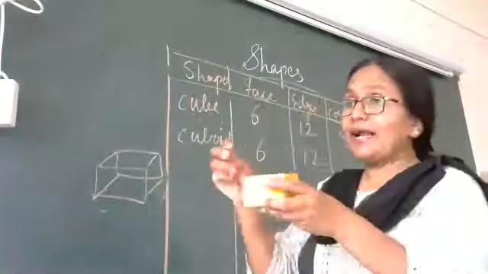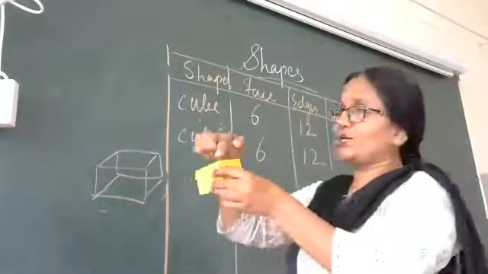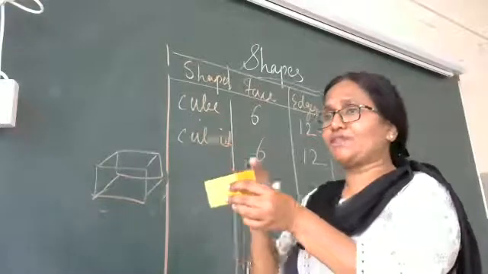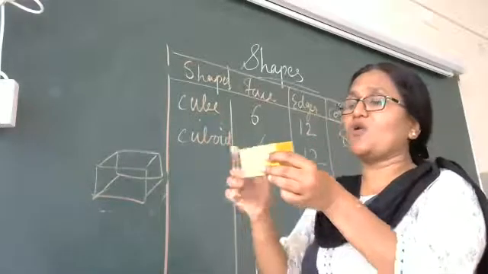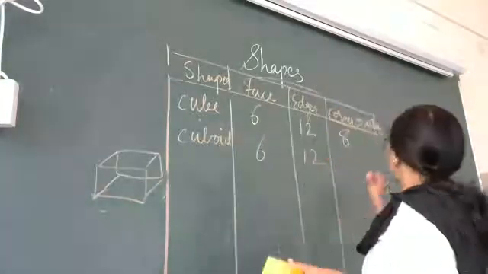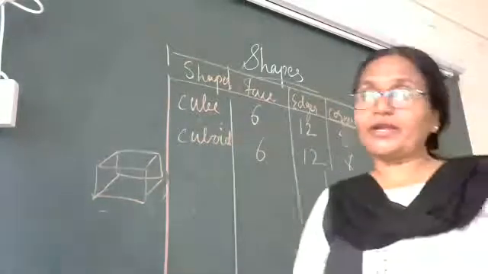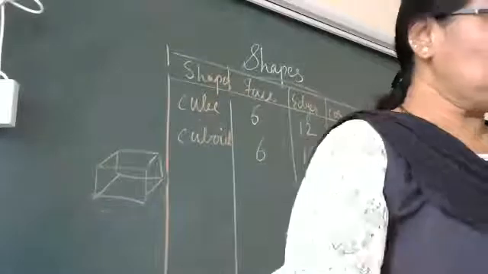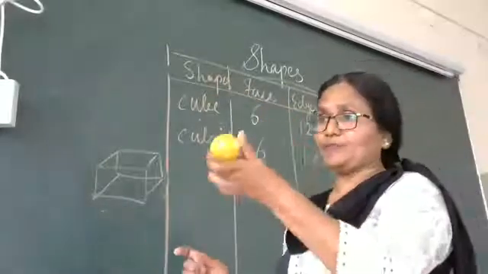Okay, and 8 corners, as I told you here also, because it's the same base of rectangle. 1, 2, 3, 4, 5, 6, 7, 8. 8 vertex or corner. Okay, now we will come to the sphere.